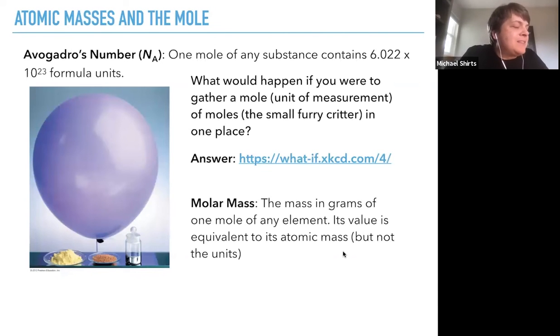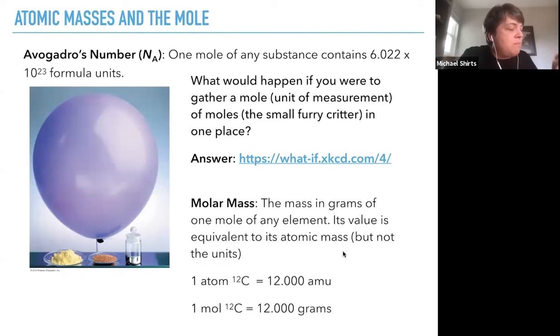So the molar mass is the mass in grams of 1 mole of any element. Its value is equivalent to the atomic mass, but not the unit. So for example, 1 atom of carbon-12 is 12 AMU, and 1 mole of carbon-12 is exactly 12 grams. So that's the conversion factor we use. And that's essentially how Avogadro's number was picked. Avogadro's number was picked to be a useful conversion factor between single atoms and the amount of stuff that you can actually measure in the lab.